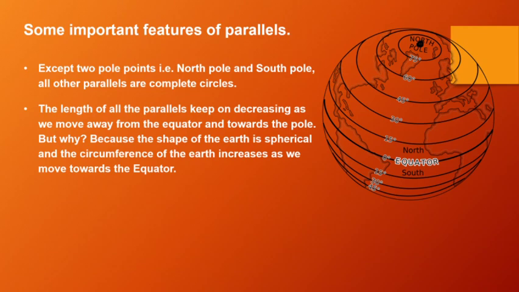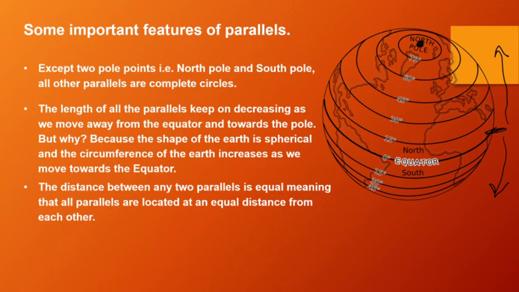The length of the parallels keeps on decreasing as we move away from the equator and towards the pole. So this is our equator. As we are moving towards the North Pole or towards the South Pole, the length of the parallels is decreasing. But why? Because the shape of the Earth is spherical and the circumference of the Earth increases as we move towards the equator. The distance between any two parallels is equal, meaning that all the parallels are located at an equal distance from each other.